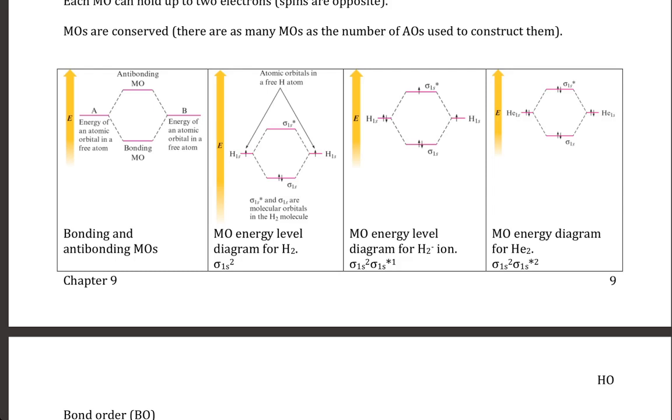Our last diagram is the energy level diagram for He2. Now we have a total of 4 electrons to deal with. So we have 2 in the sigma 1s MO, and we have 2 in the sigma 1s star MO. So the electron configuration for He2 would be sigma 1s2, sigma 1s star 2.